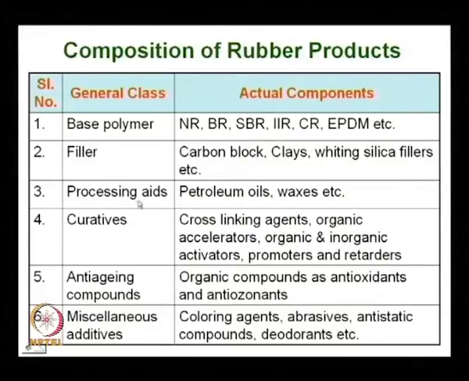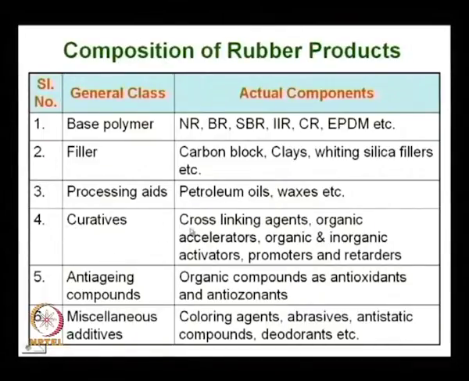Then processing agents that increase the fluidity, reduce the viscosity, and help in processing, means incorporation and dispersion of the particulate additives in rubber product. So, that helps in processing, say one kind of lubricating effect. It lubricates these particles, so that they can enter into the rubber molecules, the rubber matrix. So, it helps in dispersion.